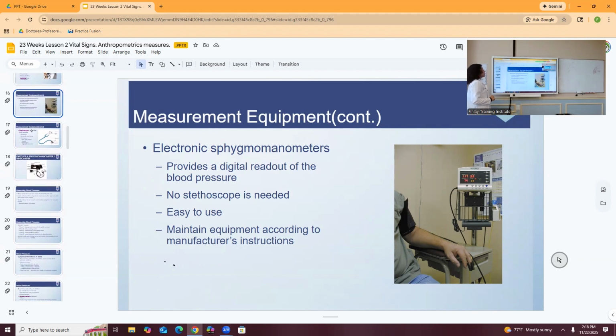Any electronic or digital sphygmomanometer is going to provide the blood pressure, and you don't need the stethoscope, so that's why it's so easy to use. And it's kind of better for us because we don't have to be so close to the patient and we can protect ourselves, okay? But it does require more maintenance, and it has to be calibrated probably every 3 to 6 months.